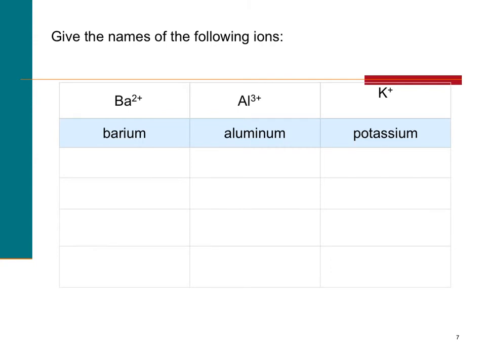We just call it barium, aluminum, and potassium. And if we were telling somebody what they were, we would say cation behind them so that we know that we're talking about an ion.